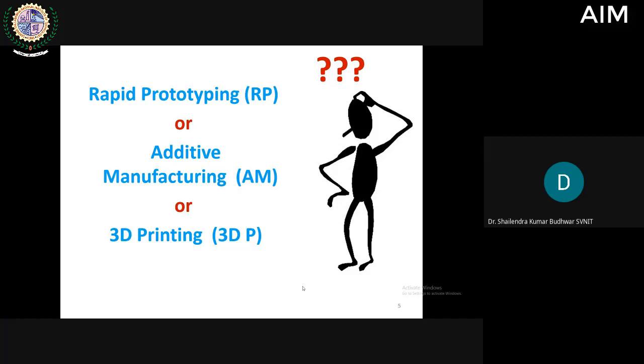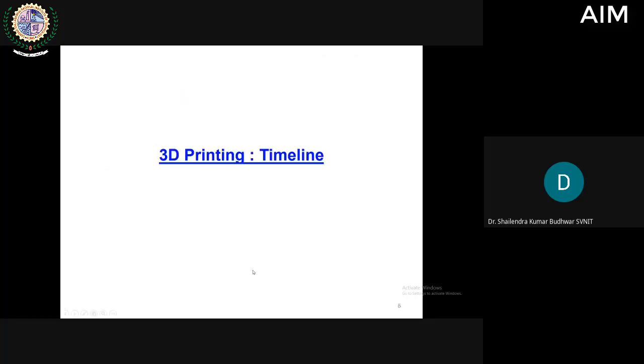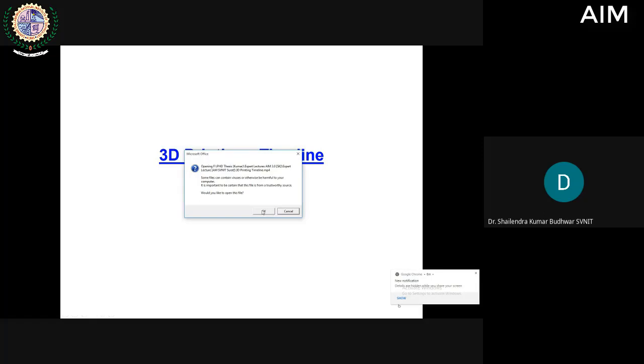But nowadays it has become very much affordable. You can procure a simple FDM printer within 1 lakh rupees, or a local printer is also available within 50,000 rupees. So nowadays this technique is very much affordable and it can also be used to fabricate real parts. That's why now it is called 3D printing, although all these terms are the same. So now I will show you the timeline of this 3D printing, how it evolved.